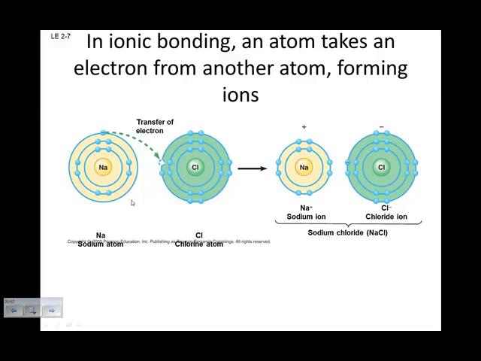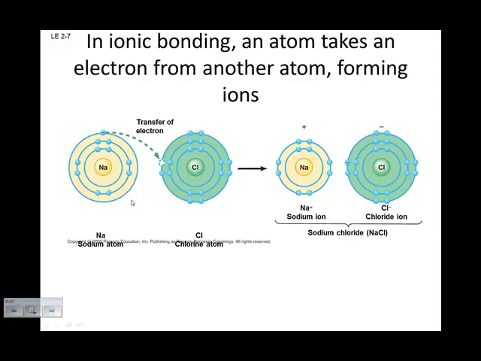We call charged atoms ions. So this used to be a sodium atom, now it's a sodium ion. This was a chlorine atom, now it's a chloride ion, and this is sodium chloride, the chemical we call salt. Right?